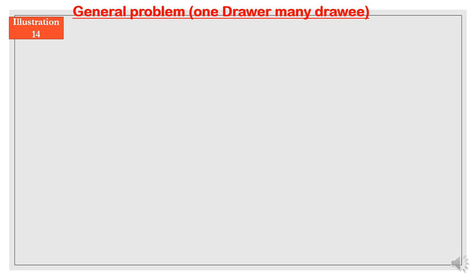As of now, you have solved questions in which there were one drawer and one drawee. Sometimes there might have been one endorser or endorsee. But this is the type of problem, students, in which the drawer will be fixed for all transactions, but in every transaction the drawee will change. So in every new transaction a new drawee will be there.